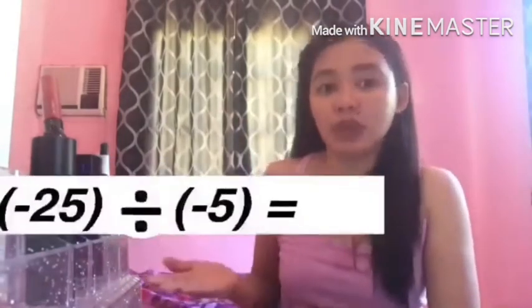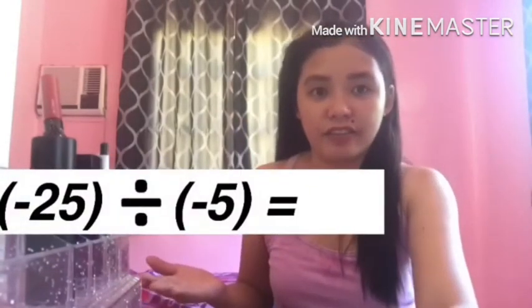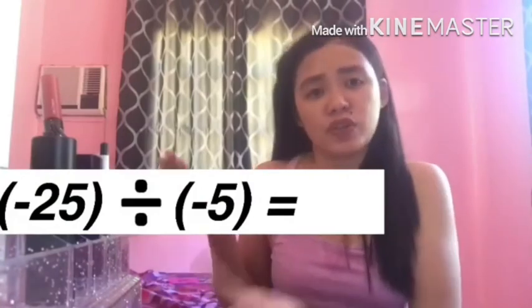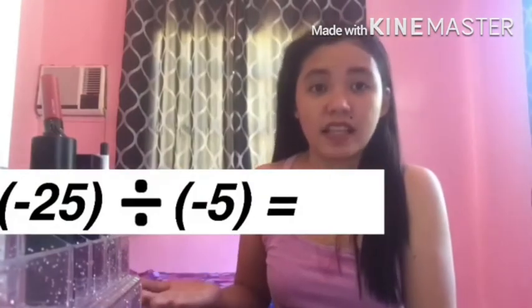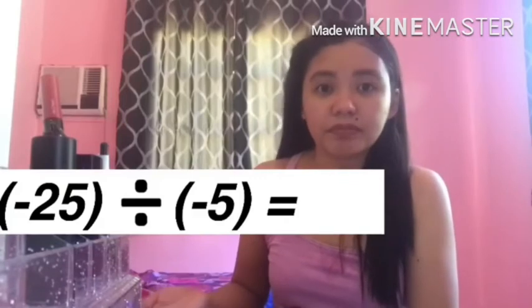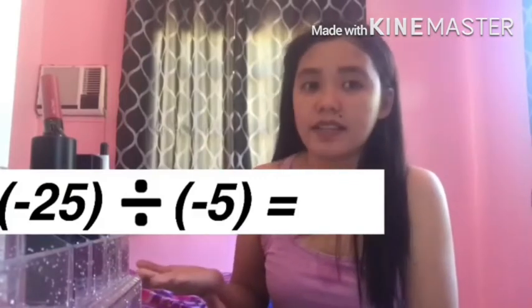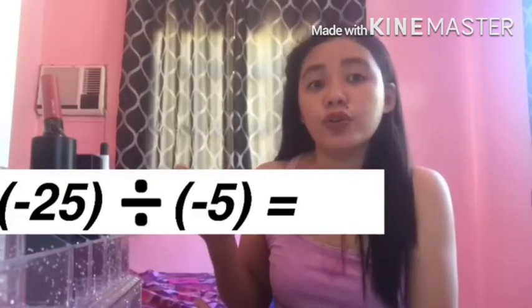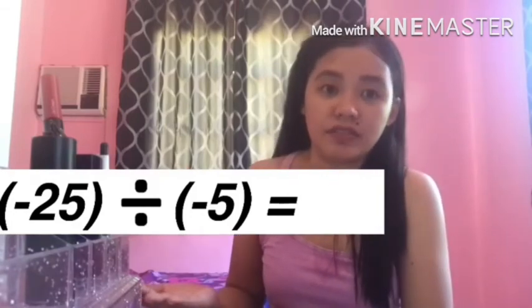Next, we have negative 25 divided by negative 5. You disregard first the signs, so you have 25 divided by 5, that is equal to 5, right? Do they have the same sign? Yes, they are both negative. So our answer is positive 5.